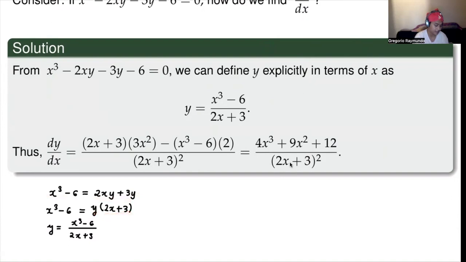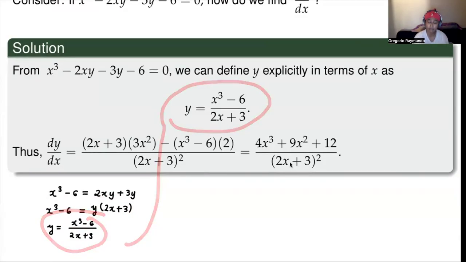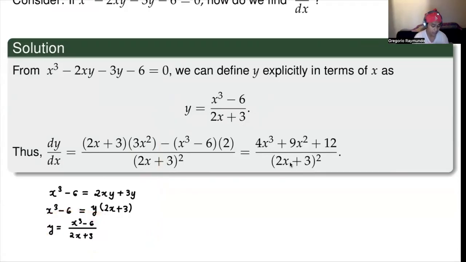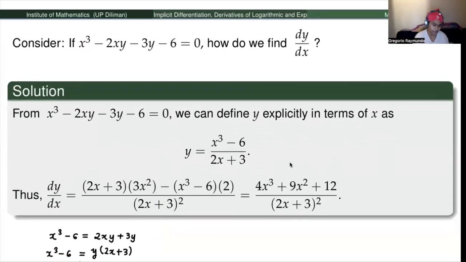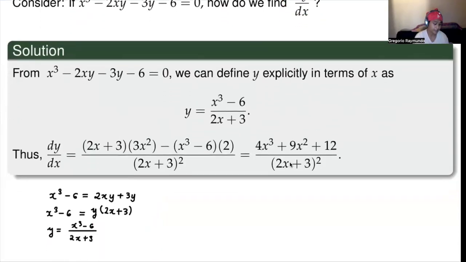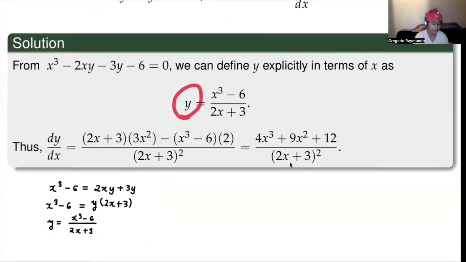Now, we can divide both sides by 2x plus 3. We obtain x cubed minus 6 over 2x plus 3 is equal to y. Okay lang i-swap ninyo yung entries ng left-hand side and right-hand side. After all, equality reflects it. So we get this expression here. So we can now look for dy over dx kasi separate na yung y away from x. So, we can now use quotient rule.